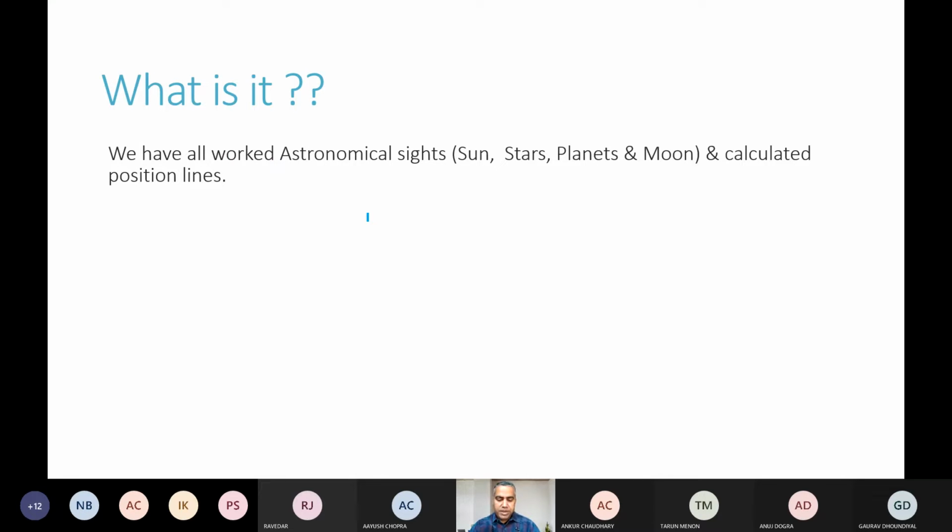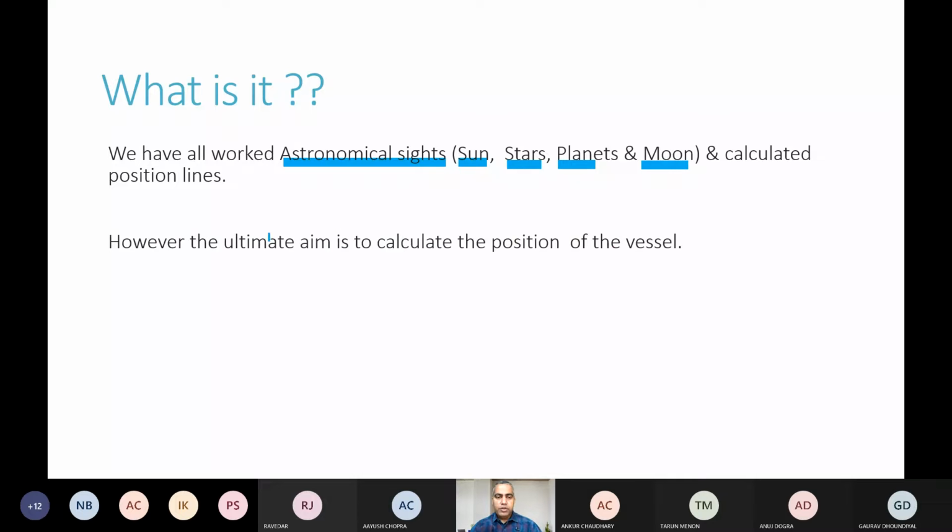इसका जो बेसिक कॉन्सेप्ट है that we have just now discussed, so let's see that concept in the presentation also. The same things which we have discussed will be repeated here. So we have all worked astronomical sites using different celestial bodies, sun, stars, planets, and moon. And with all these observations, we have calculated position lines. However, the ultimate aim of the navigator is to calculate or fix the position of the ship.